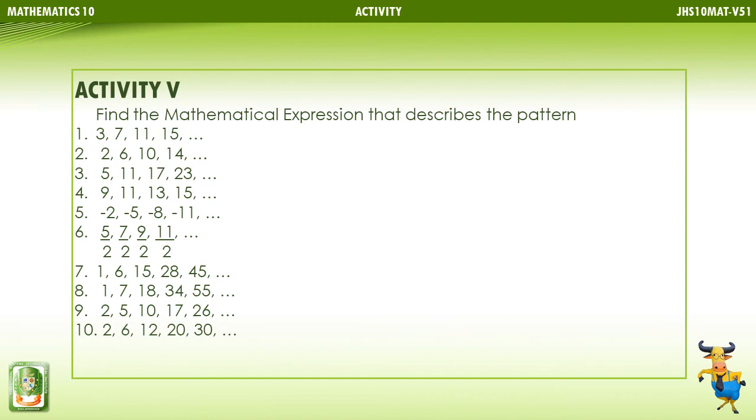1: 3, 7, 11, 15. 2: 2, 6, 10, 14. 3: 5, 11, 17, 23. 4: 9, 11, 13, 15. 5: -2, -5, -8, -11. 6: 5 halves, 7 halves, 9 halves, 11 halves. 7: 1, 6, 15, 28, 45. 8: 1, 7, 18, 34, 55. 9: 2, 5, 10, 17, 26. 10: 2, 6, 12, 20, 30.